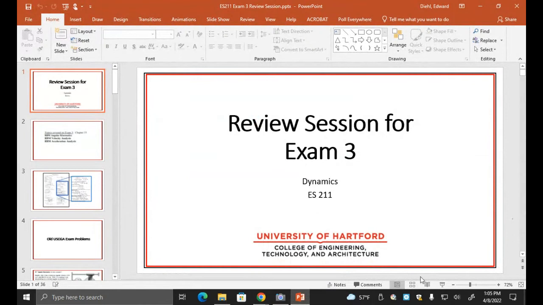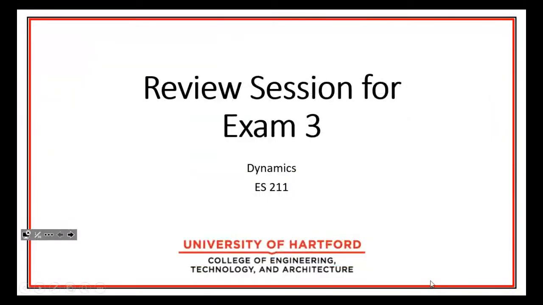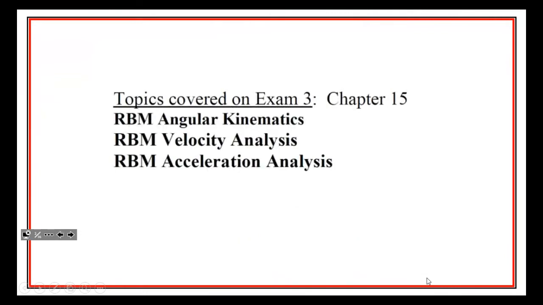Great. All right. So, welcome to exam 3 review. As I usually like to do, here's the main topics that we've covered since exam 2. Angular kinematics, rigid body motion, RBM is rigid body motion. Did velocity analysis, and you could say that we did it in 4 different ways. We did vector math. We did the 3 diagram method. We could use vector triangles.